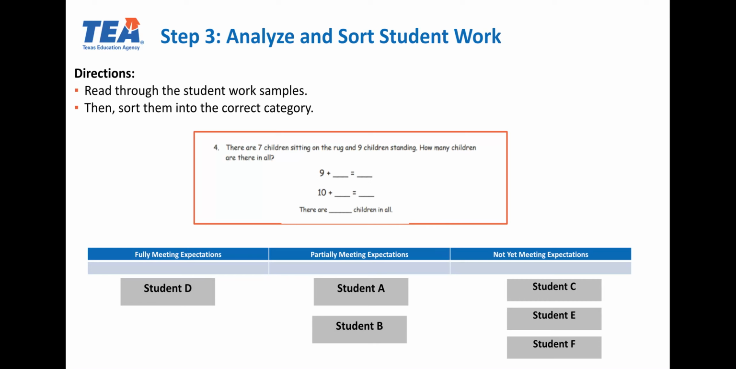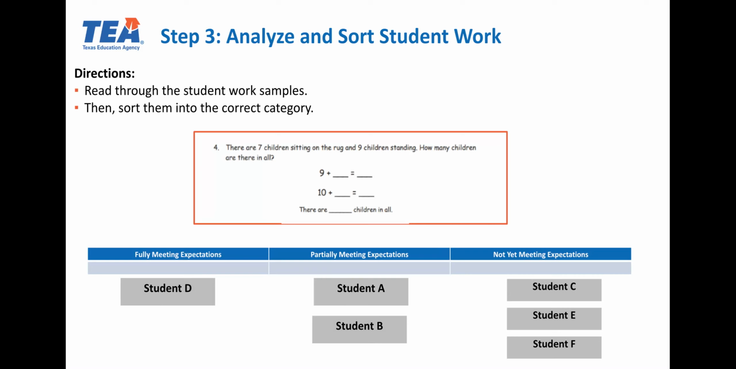So student D was fully meeting expectations. And you can see that their picture is drawn correctly to match the word problem. And the grouping of 10 was done by adding 1 to 9. If we take a look at the statement, we can see that the student was able to fill it out using the correct numbers.